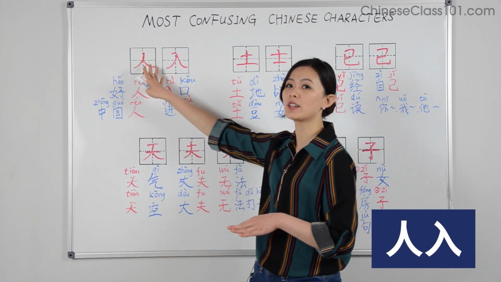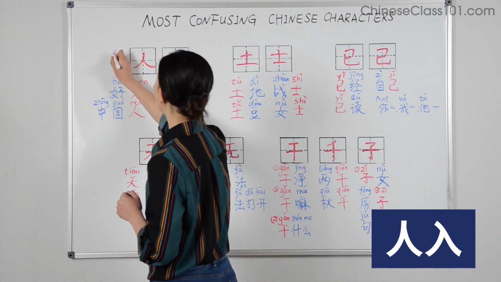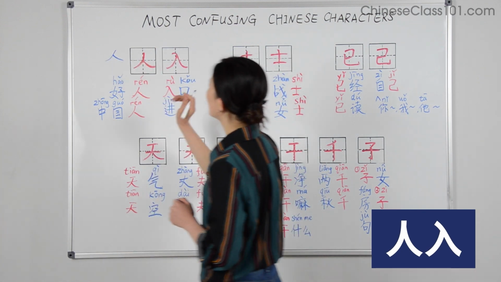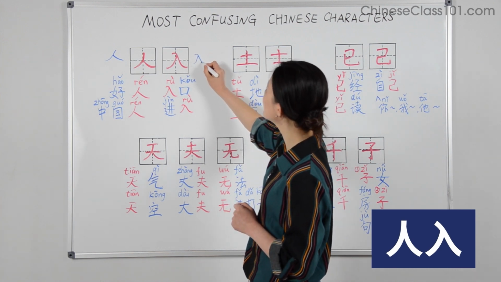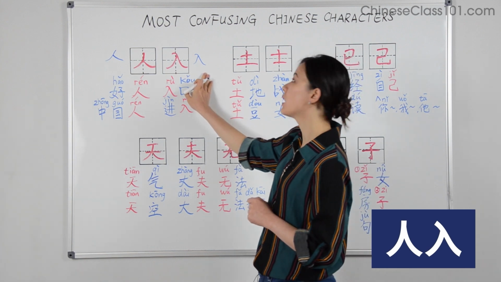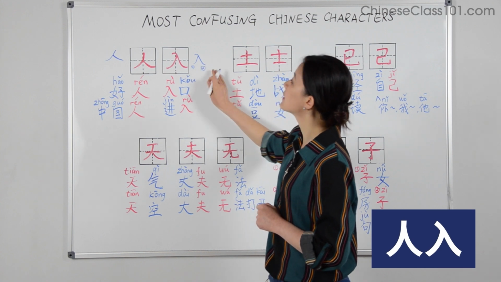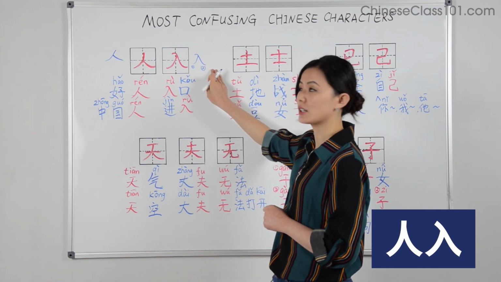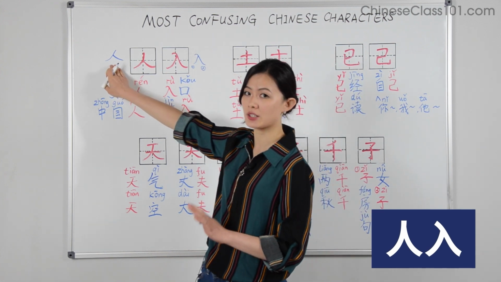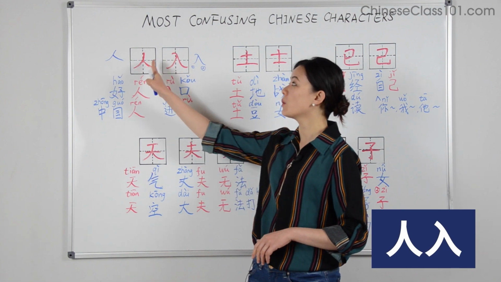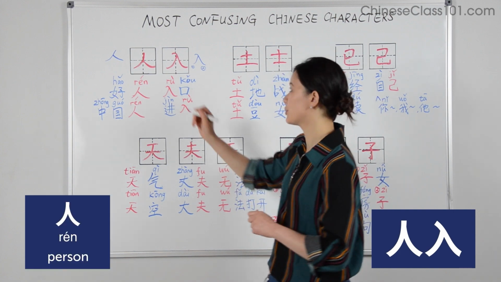So to write the one on the left in a proper stroke order, it goes like this. 1 and 2. And to write this one, 1 and 2. Now you can see the second stroke. This is first, this is second. The second stroke of the second character goes beyond the first stroke, while the first character doesn't. The one with the longer left curve, left stroke, it's pronounced as 人.